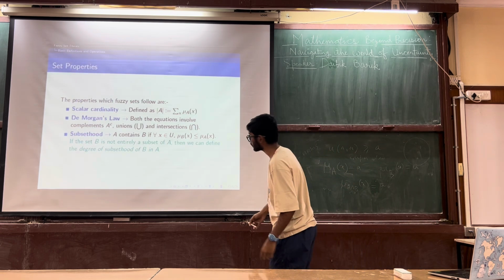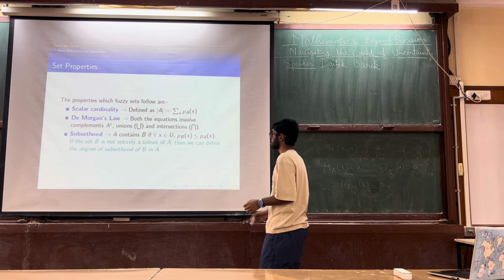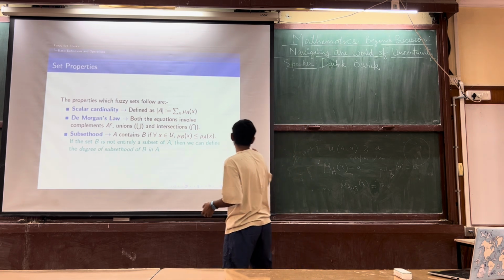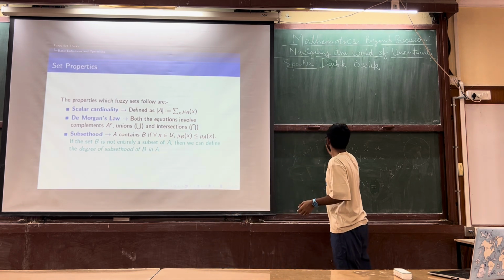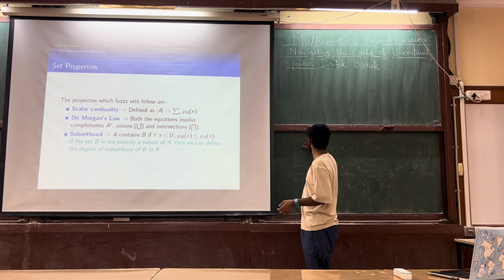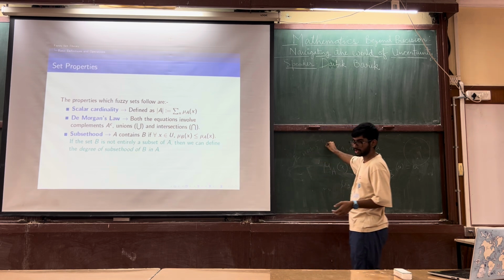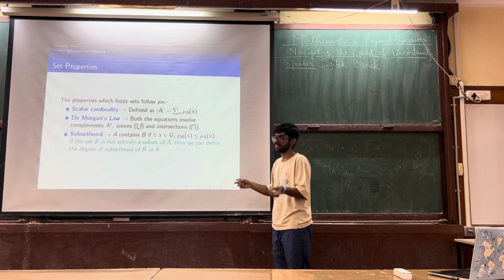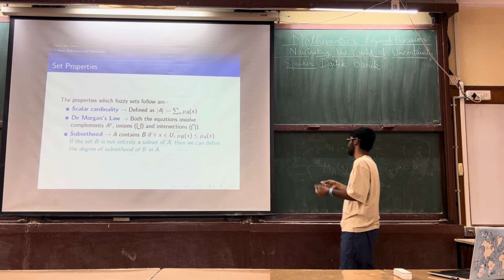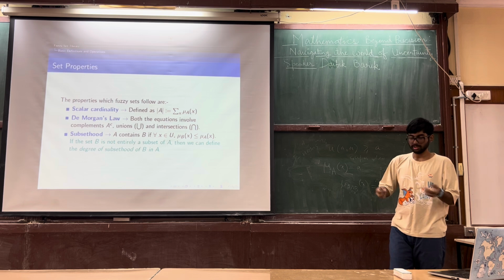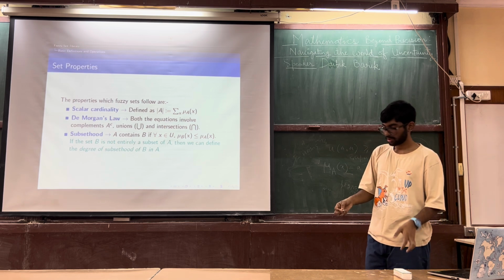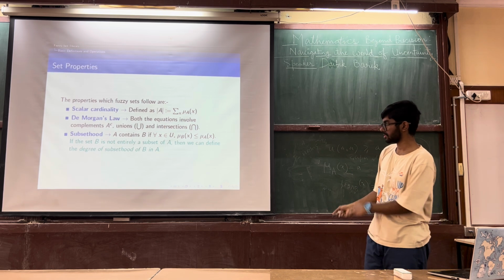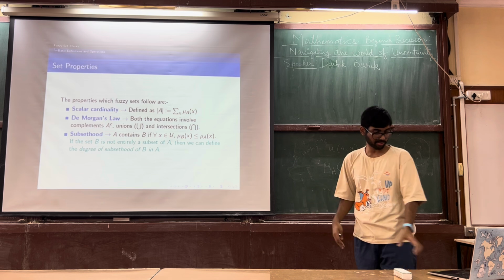Given A and B, we can't always say that A is a subset of B, but we can say that A has a degree of subsethood, like A has a degree of 0.7 subsethood in B. So that is how we can define it. This is also a fuzzy definition in the case of subset.